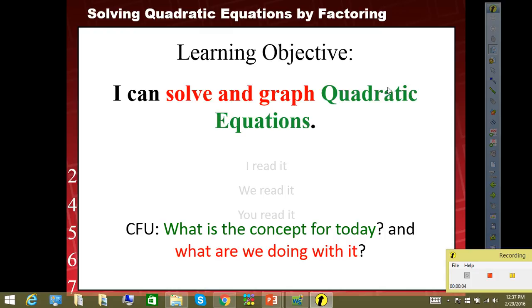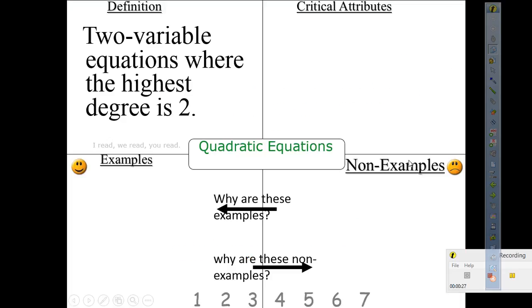And in our Frayer model, what are quadratic equations? It's very similar to functions. So quadratic equations are two-variable equations where the highest degree is 2. Quadratic equations, two-variable equations where the highest degree is 2.